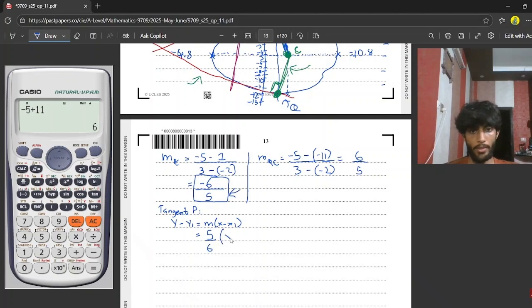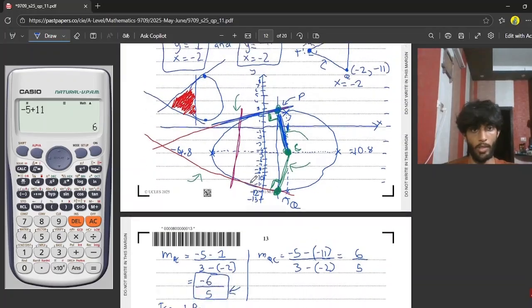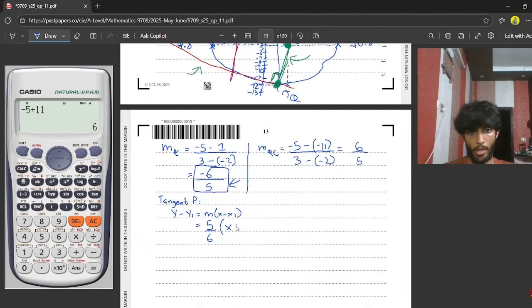Then we have x minus x1, and what was x1? It's -2, so it's just going to become +2. And then y minus y1. For P, y1 is 1, so +1.